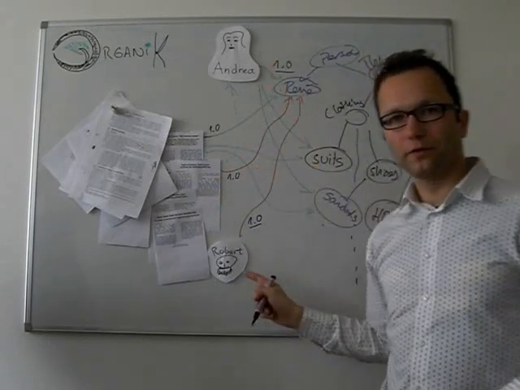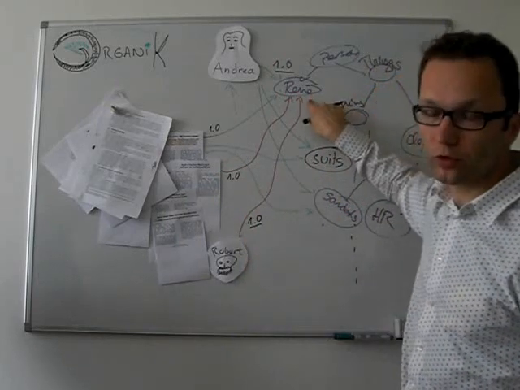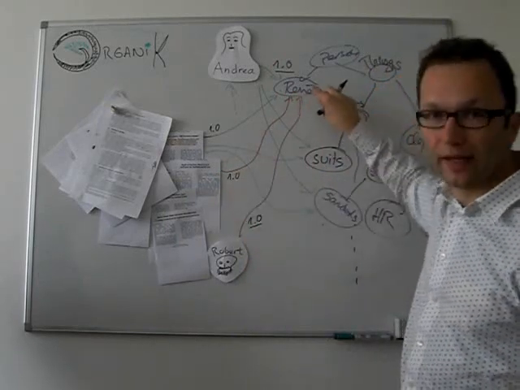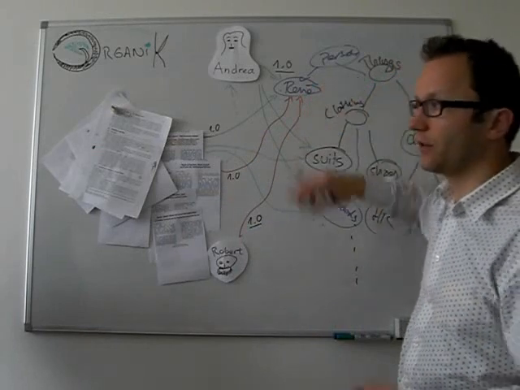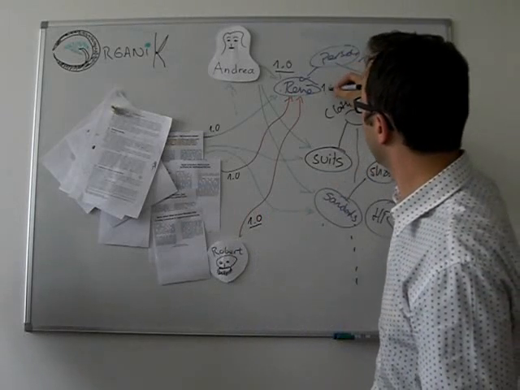Because Andrea and Robert have both manually, by looking at the document, assigned that René is a good concept for the document, this means that René is a good concept for the company, because the employees of the company have assured that this is a good concept. So René gets a 1.